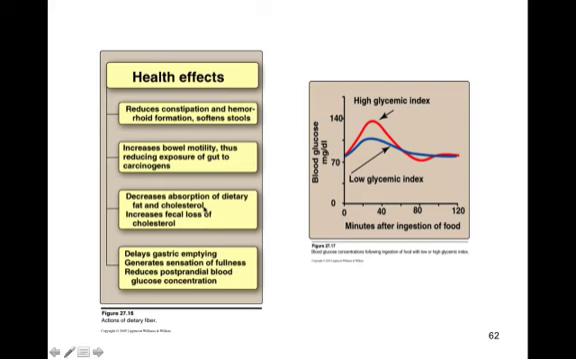They decrease the absorption of dietary fat and cholesterol, and increase fecal loss of cholesterol. One of the ways soluble fiber lowers blood cholesterol is through its ability to reduce the amount of bile that is reabsorbed in the intestine. So, this is how it works. When fiber interferes with the absorption of bile in the intestines, the bile is then excreted in the feces.